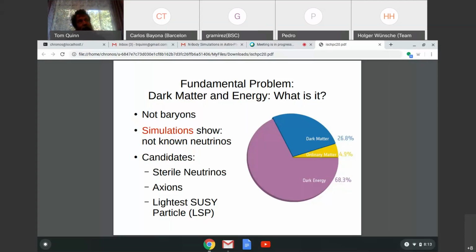Axions is another hypothetical particle related to what's called the strong CP problem. It's motivated by particle physics, but it could also be the dark matter. And then there's this whole area of particle physics called supersymmetry. Perhaps there's another class of particles where every particle we know about has a supersymmetric particle. The lightest of these, the lightest supersymmetric particle, could be a candidate for the dark matter.